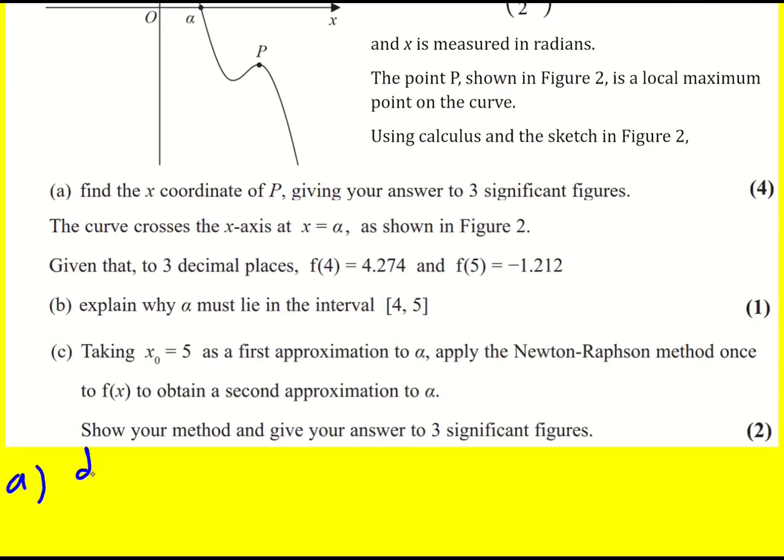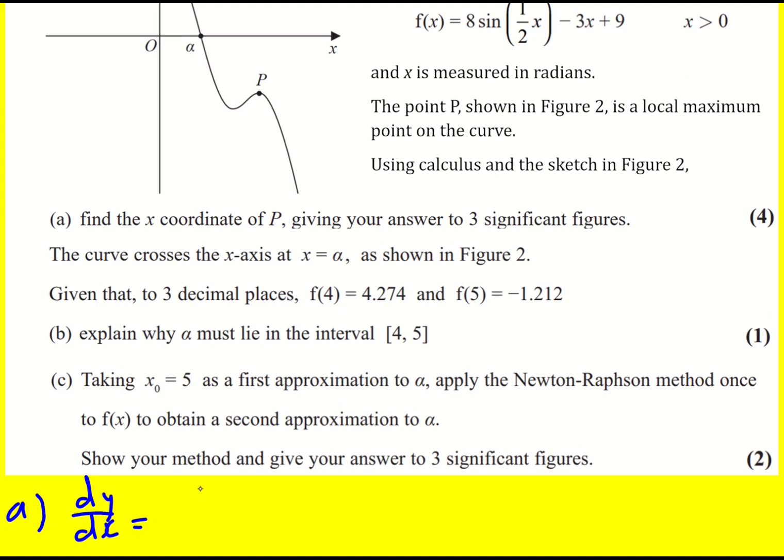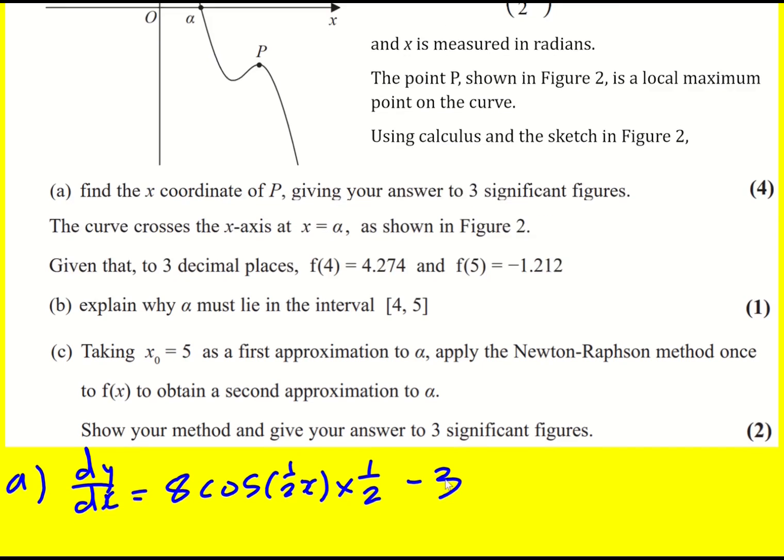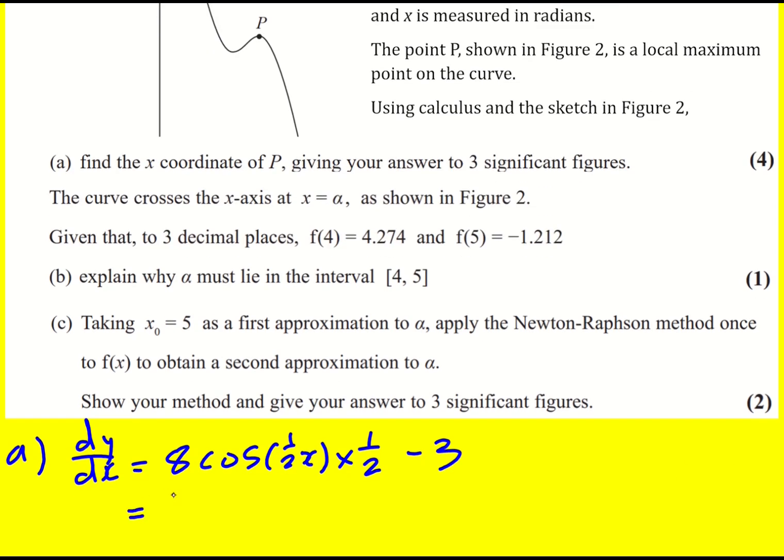So for this, we can differentiate. dy by dx is going to equal 8 cos a half x, and then I'll be multiplying by the derivative of the inside, so a half. I'm going to get 4 cos a half x. I'm using the chain rule here, but without writing it all down. And then differentiating minus 3x plus 9 just gives me a minus 3. So that's 4 cos a half x minus 3, which equals 0 for stationary points.